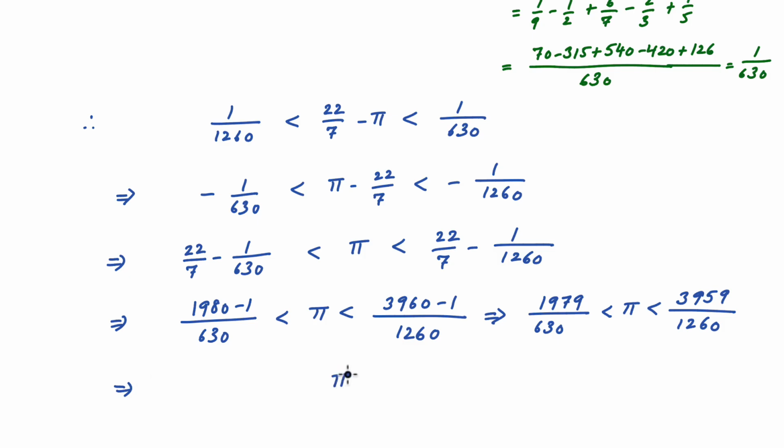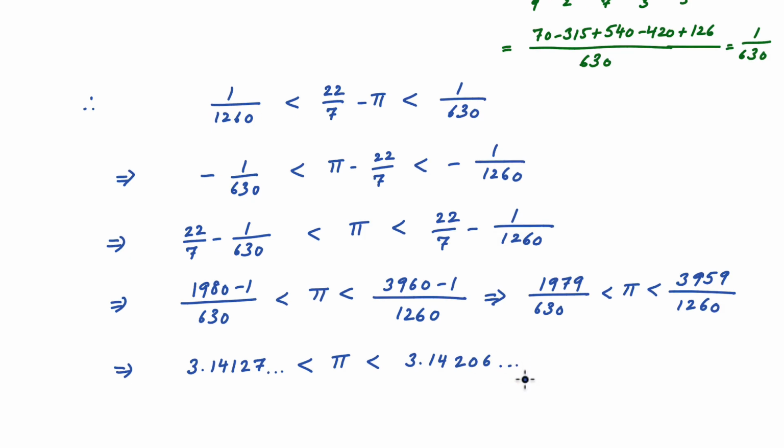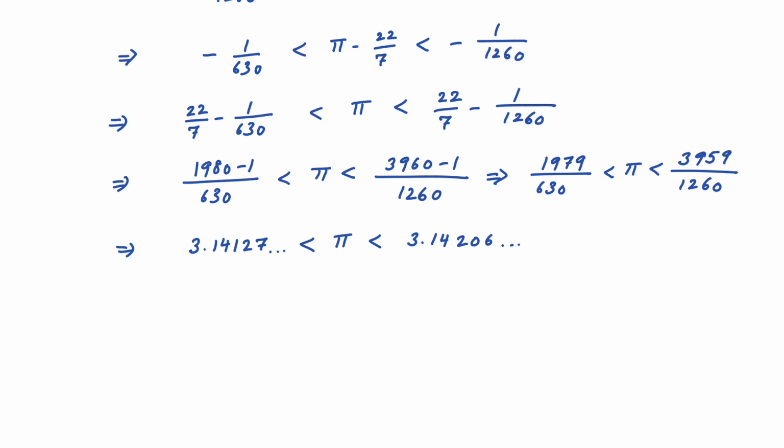Which means that pi is greater than 3.14127 and so on, and less than 3.14206. The actual value of pi is 3.14159 and so on. So this range of pi deduced from Dalzell's integral turns out to be a pretty tight range.